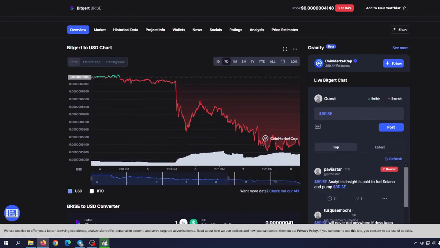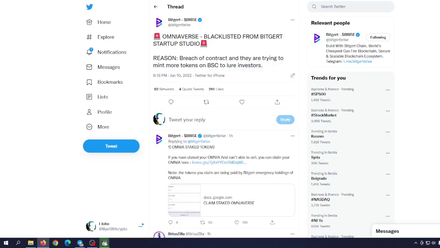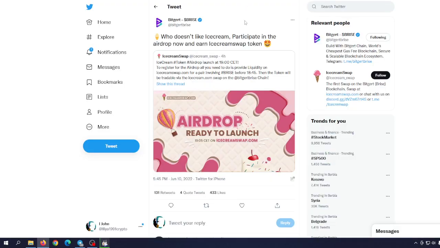Before we start, there is something really interesting that is happening in their ecosystem. Omniverse blacklisted from Bitgert startup studio, reason: breach of contract, and they are trying to mint more tokens on Binance Smart Chain to lure investors. So it seems like Bitgert really cares about its community and holders. Good for you guys.